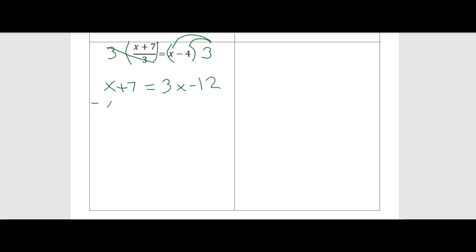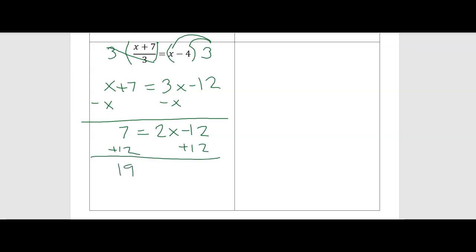I'm going to move my x to the other side by subtracting it. So I get 7 is equal to 2x minus 12. Let's add 12 to both sides. So I get 19 is equal to 2x. Divide by 2, and I get 9.5 is equal to x.